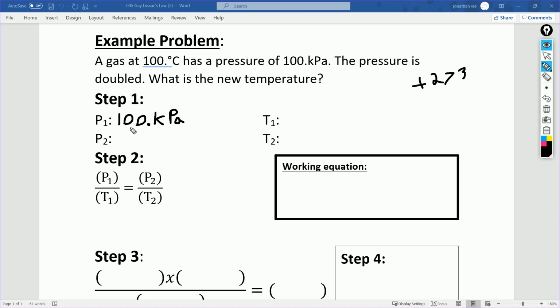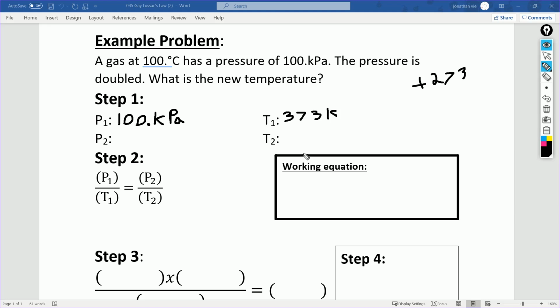And realize there's 3 sig figs here. For the temperature, this is my initial temperature. There's 3 sig figs here. Now that is in degrees Celsius, so I need to convert it to Kelvin. So I just take this, I add 273, and you're left with 373.